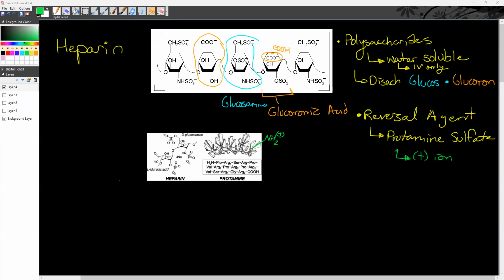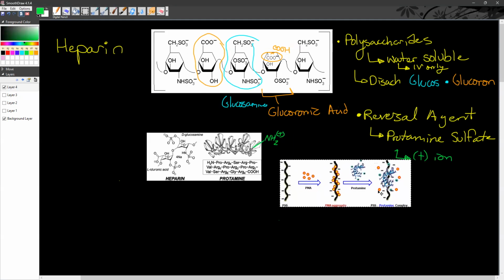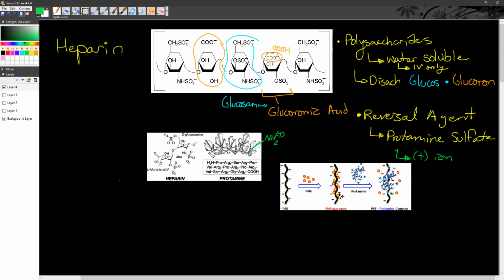Here's a good example of that. In this case, it's talking about DNA, but the protamine is revolving around the negative structure.